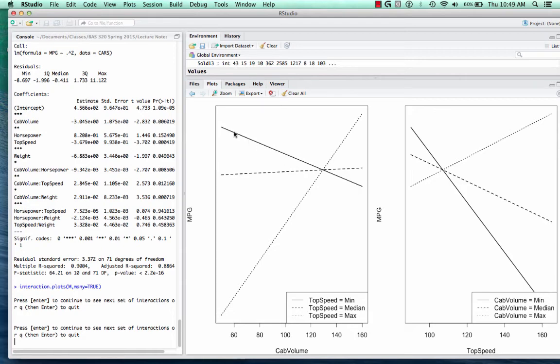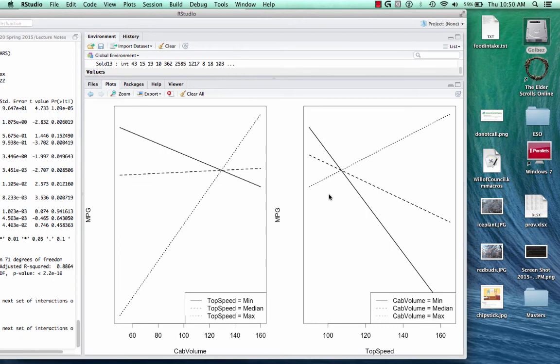However, as we go from the smallest value of top speed to the median top speed, this relationship weakens because the slope is getting closer to zero. It's going from a fairly substantial negative number to something very close to zero. And then as we go from the median to the maximum, we start getting into a positive relationship, in fact, fairly strongly positive. So the story this is telling us is that the relationship between fuel efficiency and cab volume gets smaller as the top speed of the car gets bigger, and then starts to turn around and strengthen and become positive for cars with very large top speeds.